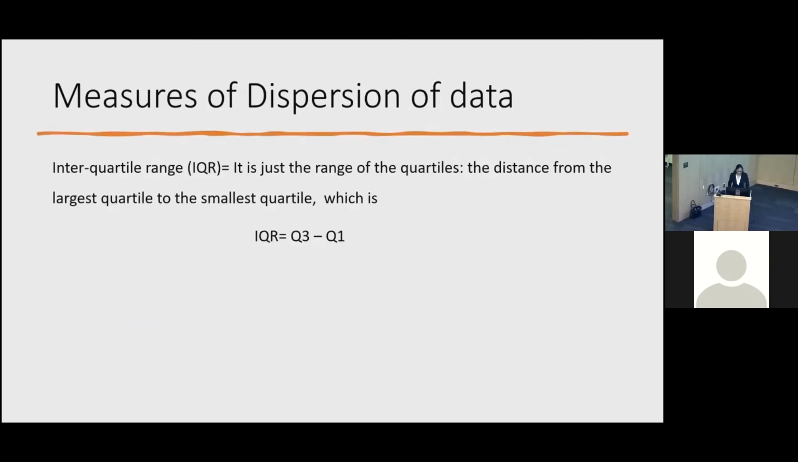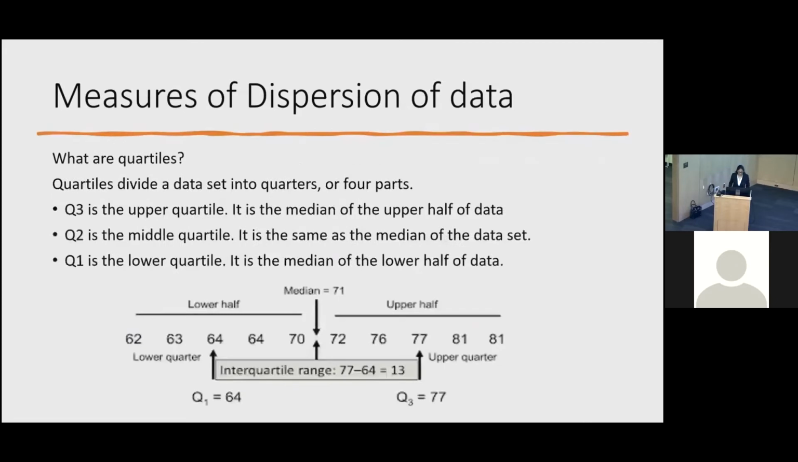And interquartile range is another measure of dispersion. It is just the range of the quartiles. Basically, it's the distance from the largest quartile to the smallest quartile, and all you have to do is subtract Q1 from Q3. Let's see what Q3 and Q1 are and how to obtain them. Quartiles are basically divided into a set of 4. So 50% is the median, which is quartile 2, the middle quartile, as seen in the image. Quartile 3 is the upper quartile on the right side.